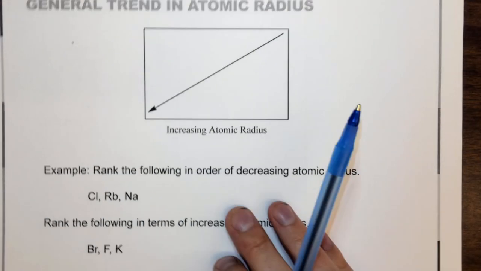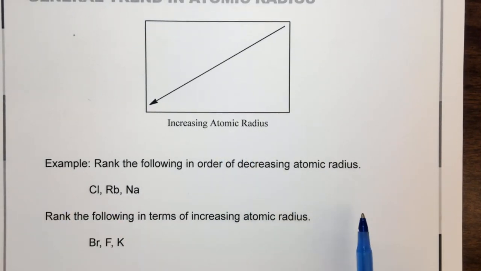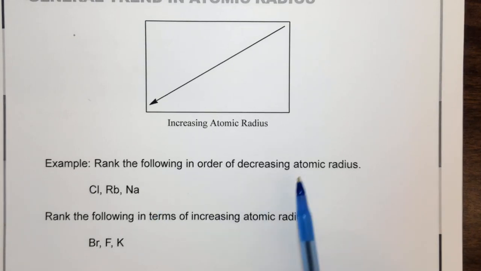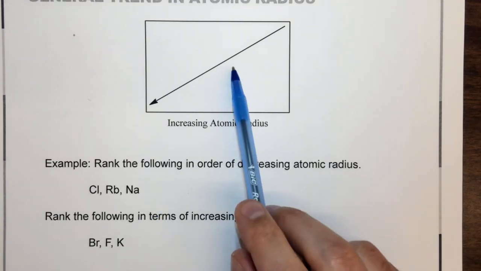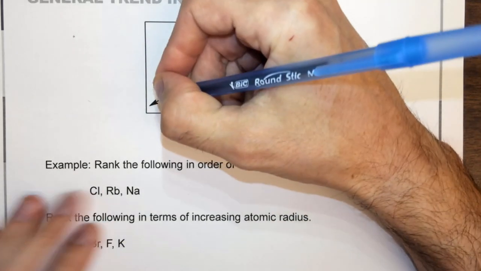Well, the question is, rank the following in order of decreasing atomic radius. So the first thing we need to do is find these elements on the periodic table, and I'm going to use this one just to show relatively where these elements are on your periodic table.